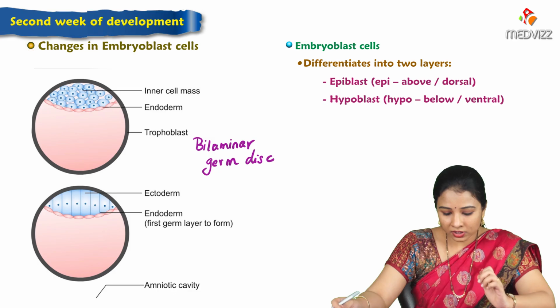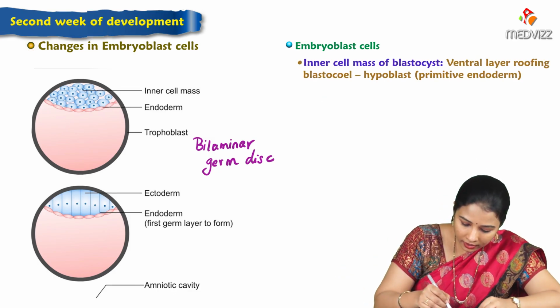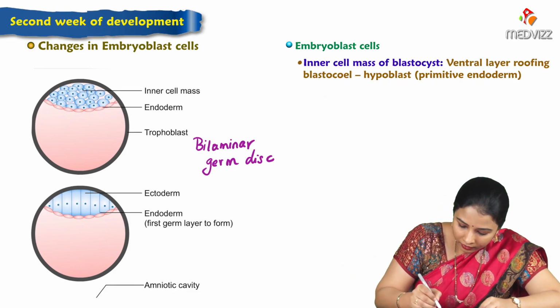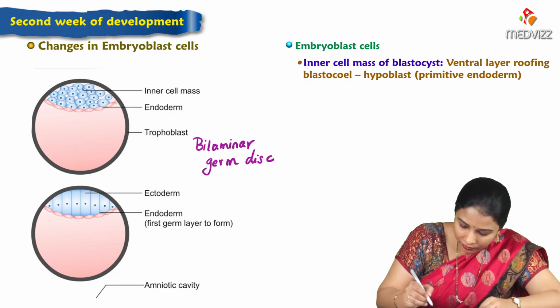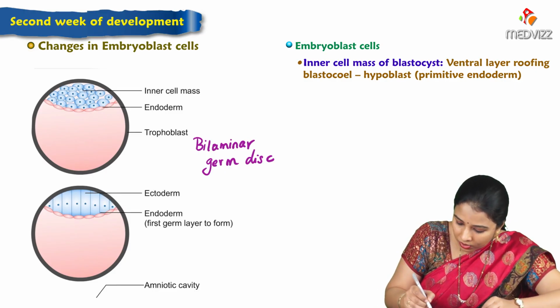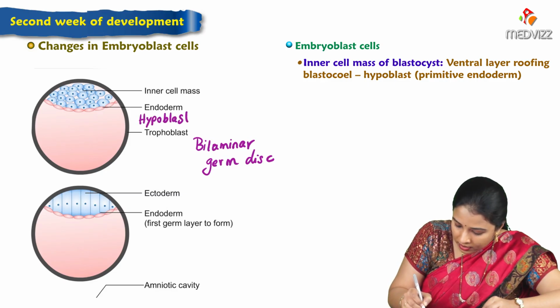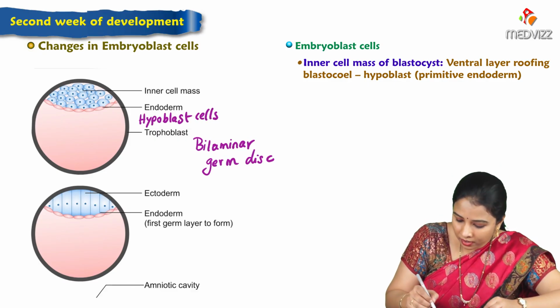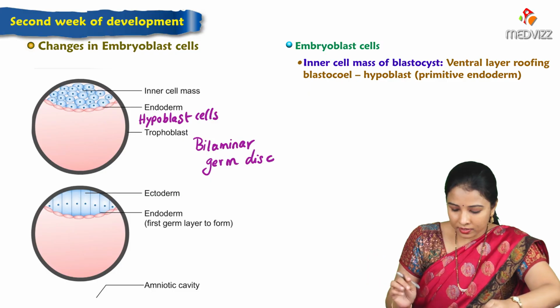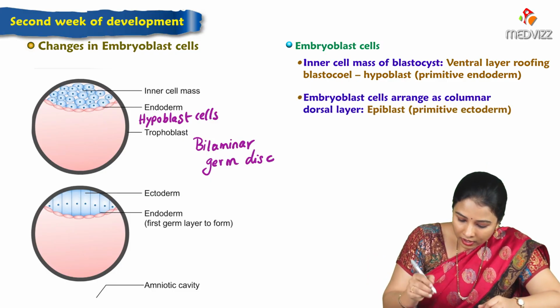So the first structure which forms here, the inner cell mass is here, and we can see a line of cells formed here which is quoted as endoderm. Actually we have to write as hypoblast cells, which is a primitive endoderm actually. These are hypoblast cells.